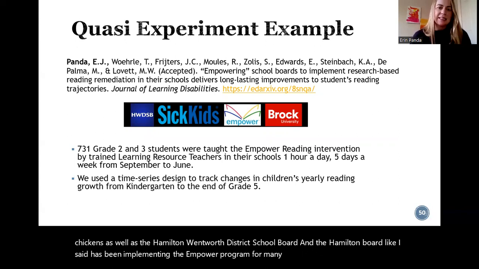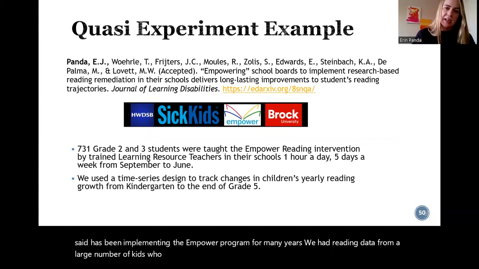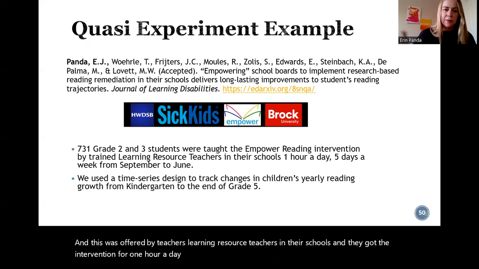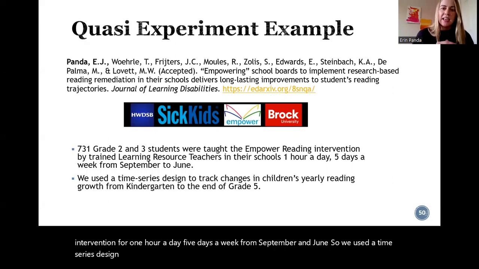We had reading data from a large number of kids who got intervention in either grade 2 or grade 3. And this was offered by teachers, learning resource teachers in their schools, and they got the intervention for 1 hour a day, 5 days a week from September to June. So we used a time series design to track changes in children's yearly reading growth from kindergarten all the way to grade 5.